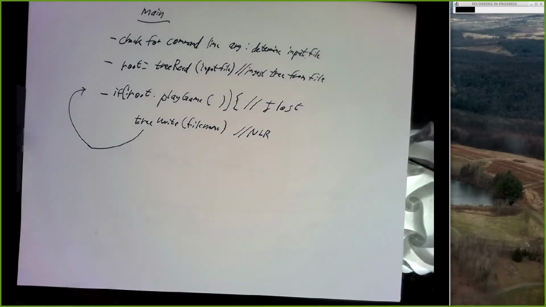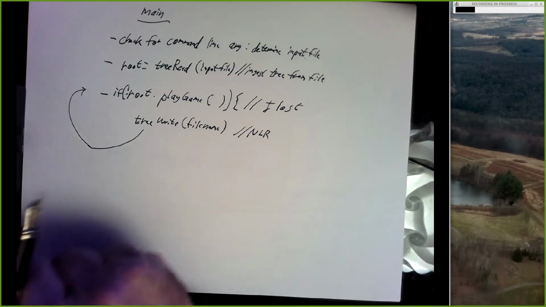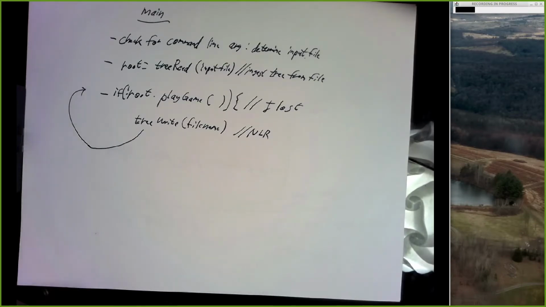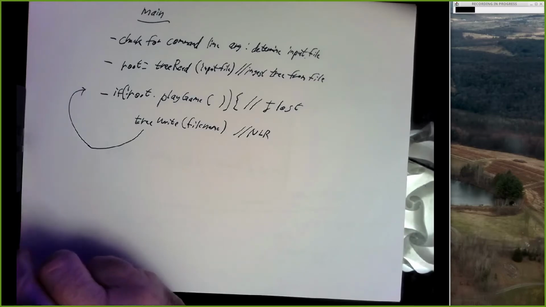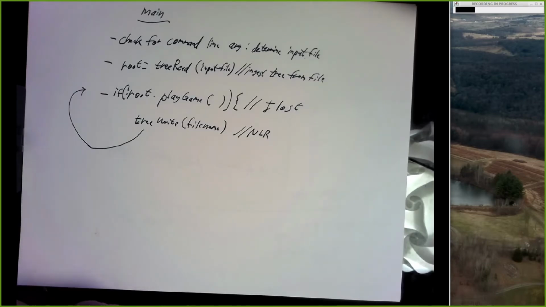So realistically, for this to work, we should have at least 3 classes, all right? One main, one tree, and one node. Correct. And then obviously how they interface is up to us, as long as it works. Okay. Right.